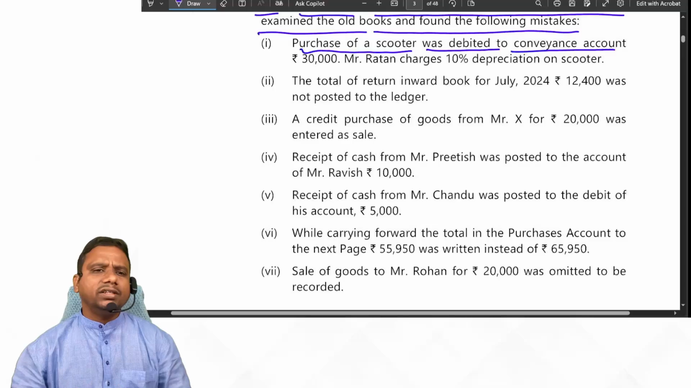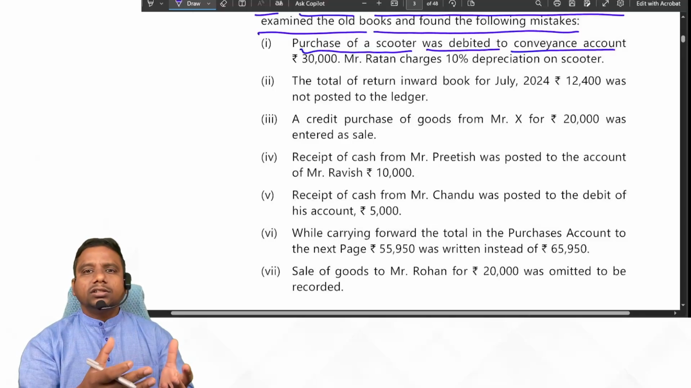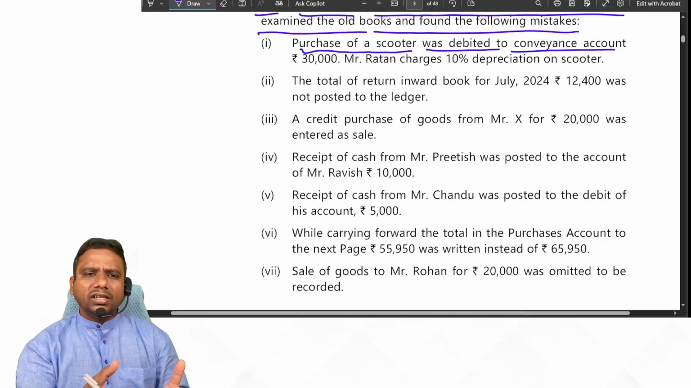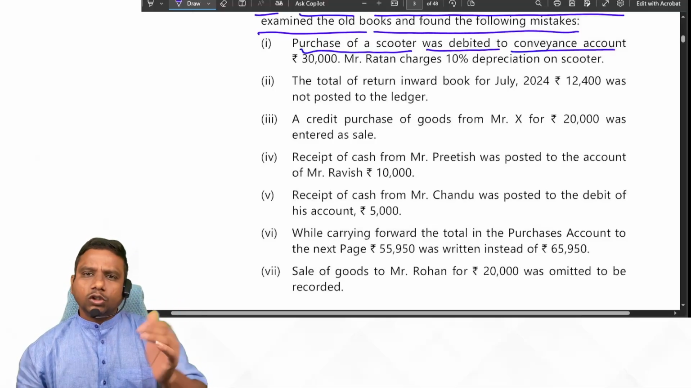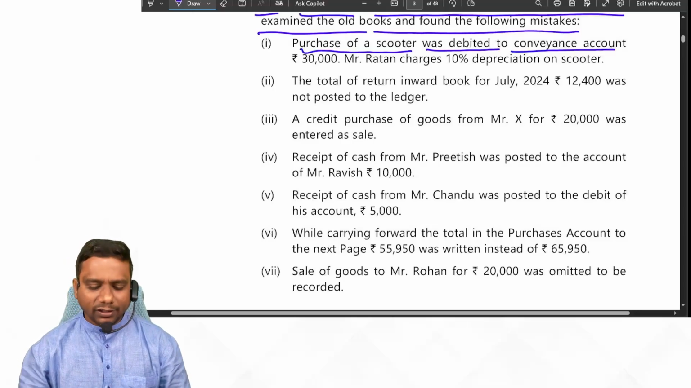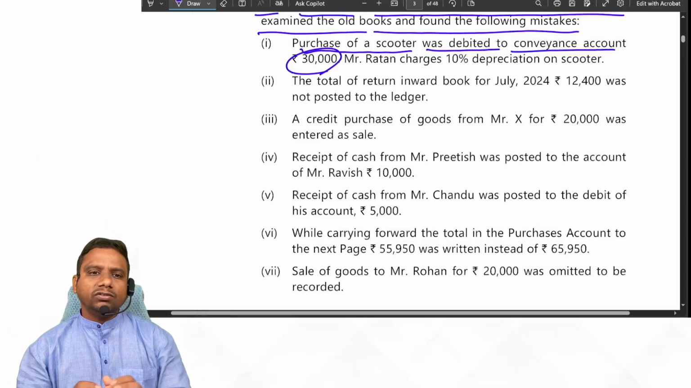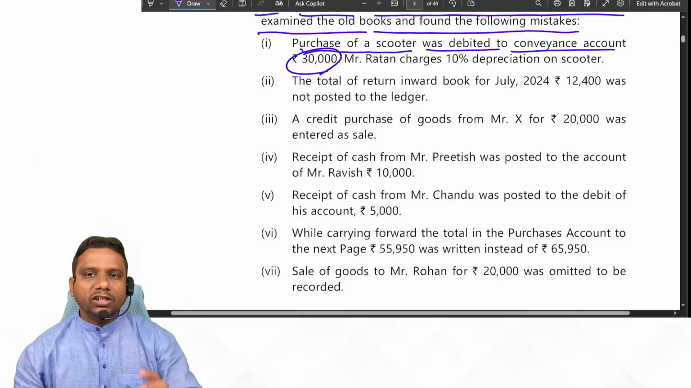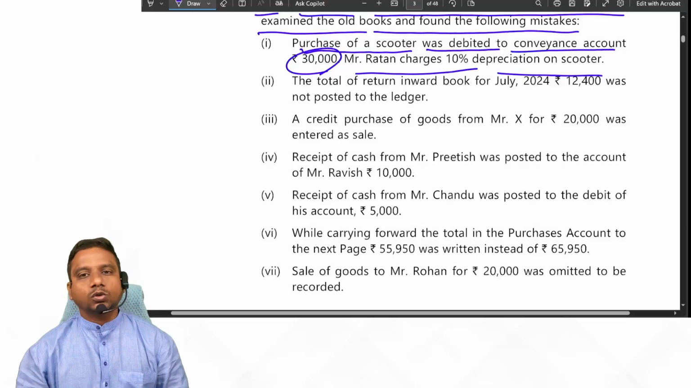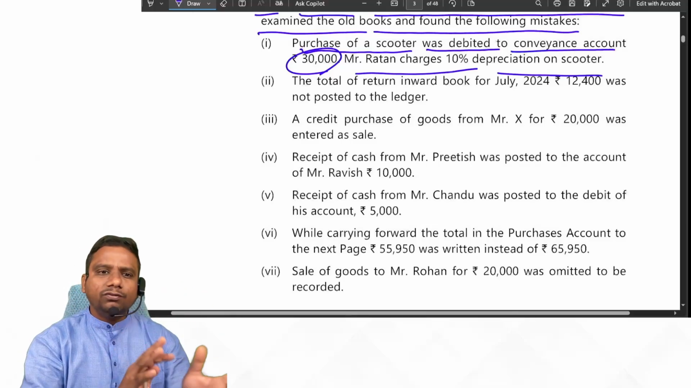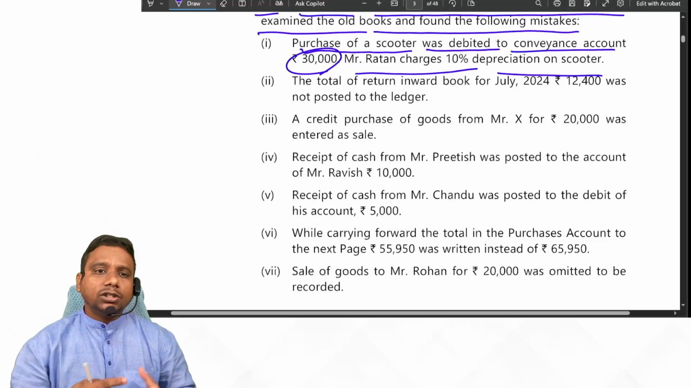How do you rectify this normally? We debit scooter account or motor vehicle account, we credit conveyance account. So scooter account debit to conveyance account. This is how we write. How much? 30,000. If you rectify this in the previous year, we write this entry: scooter account debit to conveyance account 30,000. Mr. Ratan charges 10% depreciation on scooter. So if you have rectified this error in the previous year, then we also charge the depreciation.